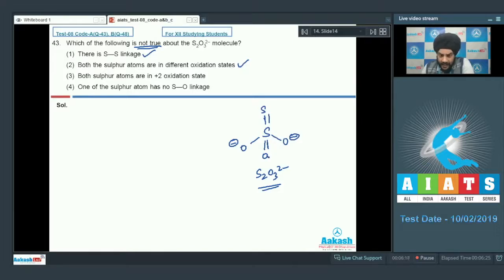If you look at the third statement now, both sulfur atoms are in plus 2 oxidation state. Students, this statement is incorrect. We've seen that the vicinity of these 2 sulfur atoms are different, so their oxidation state cannot be the same. If you look at the fourth statement now, one of the sulfur atoms has no SO linkage, so this is correct. The sulfur indicated has no SO linkage. So out of the given statements, only the third statement is incorrect, and we have to select the third option as the correct answer to question number 43. Let us look at the next question.